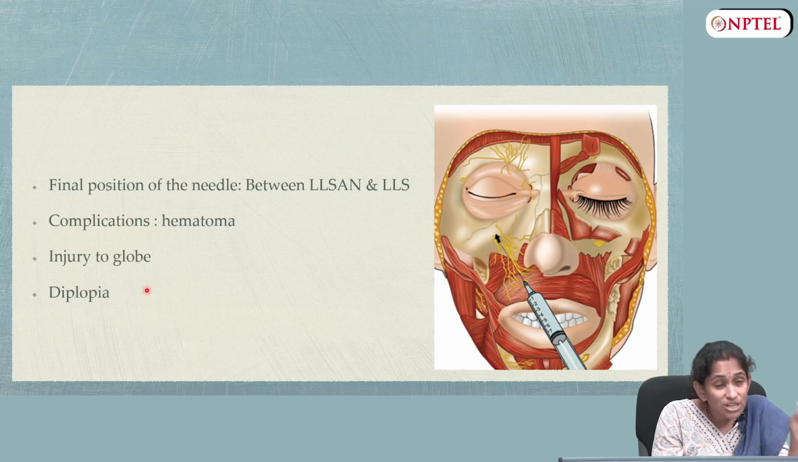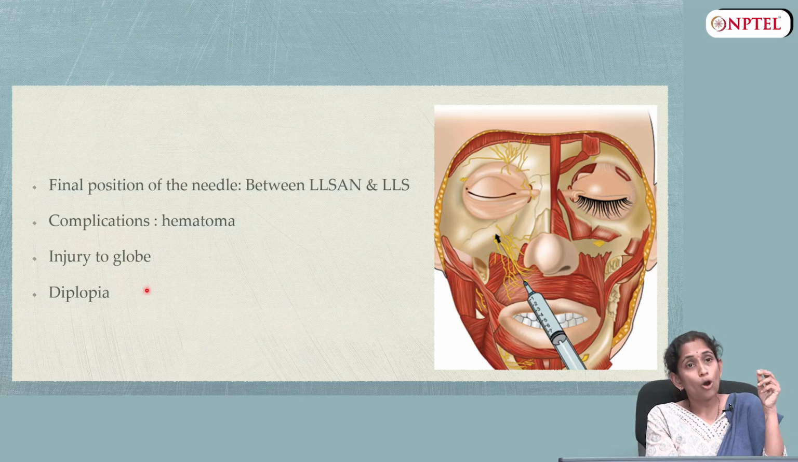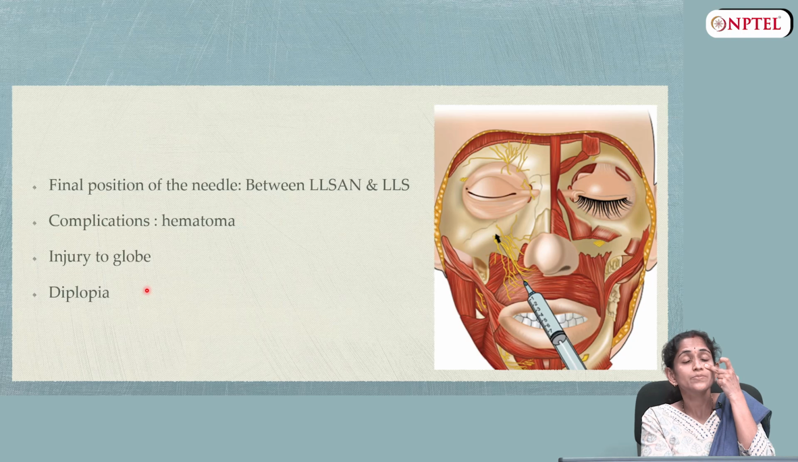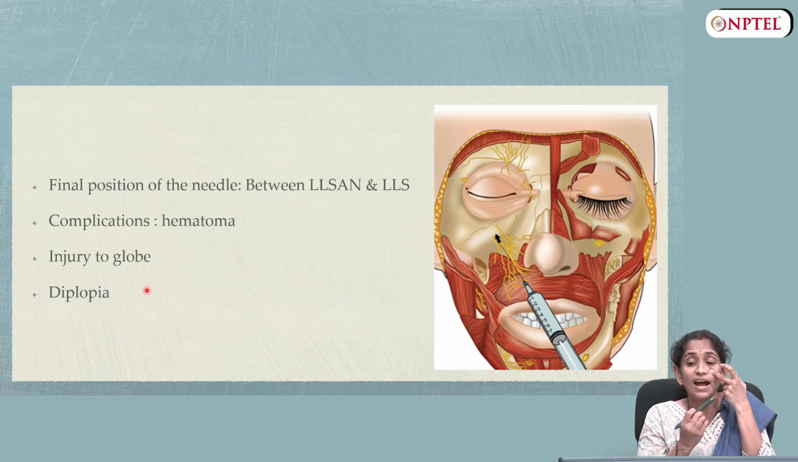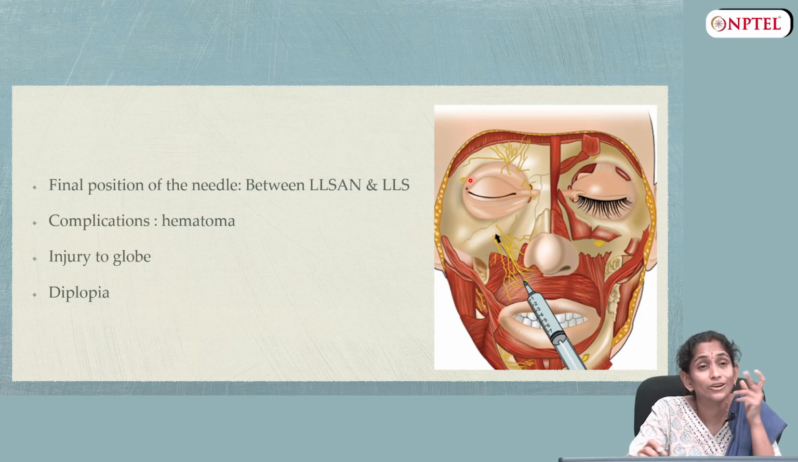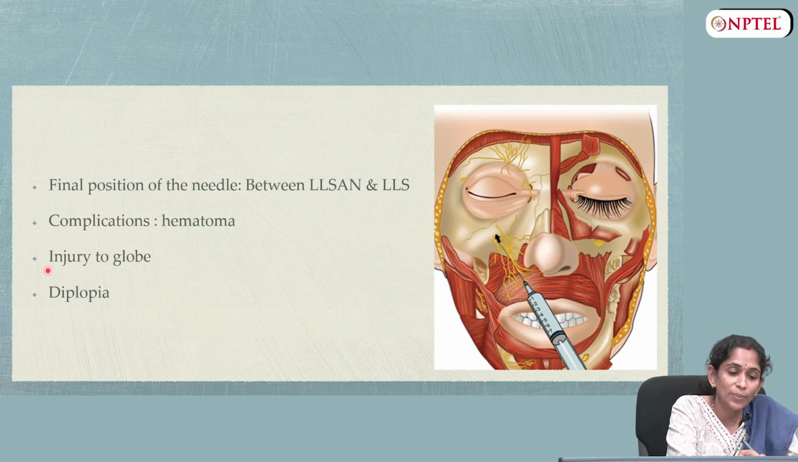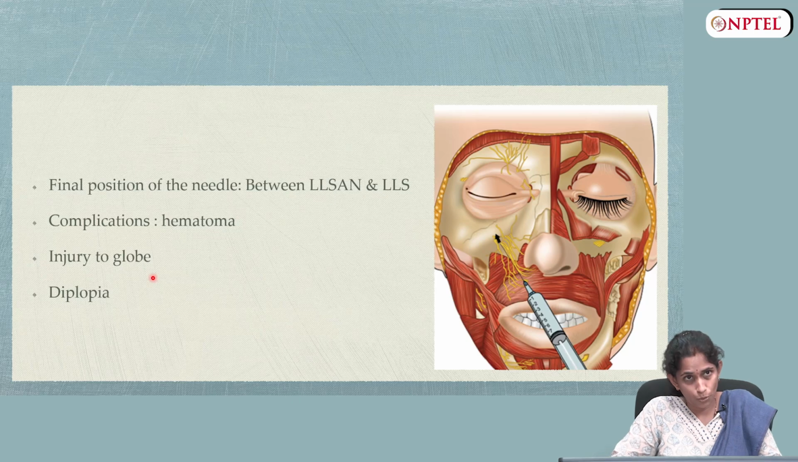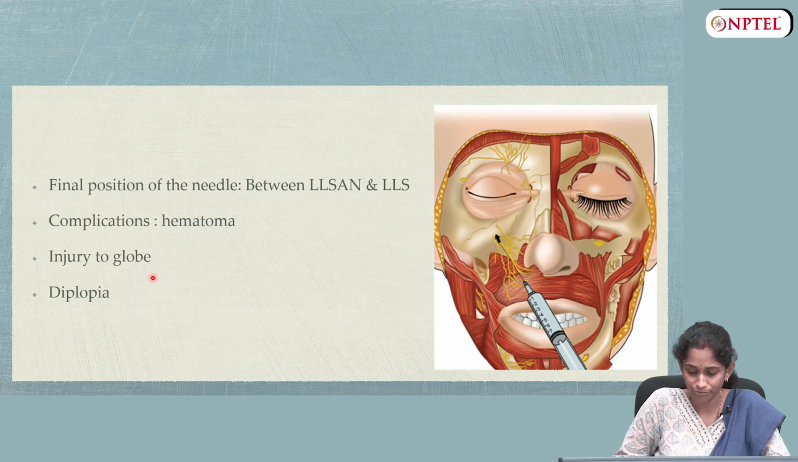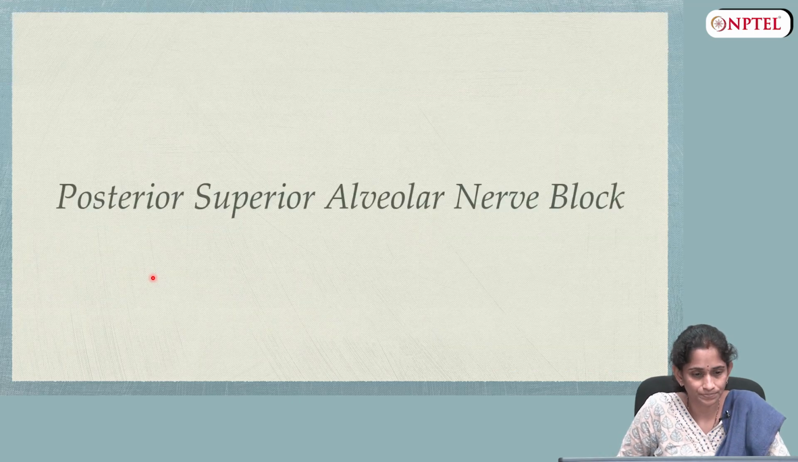So, it is extremely important that the operator identifies the position of the infraorbital foramen and does not advance the needle more than that into the tissues, to avoid the complication of injury to the globe. I hope we have understood the infraorbital nerve block. Thank you.